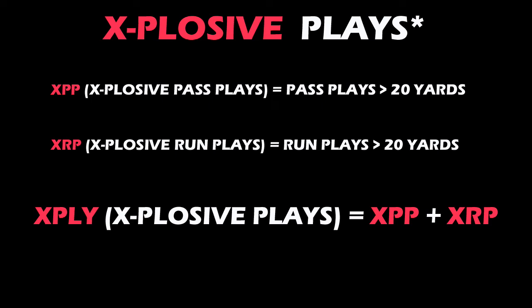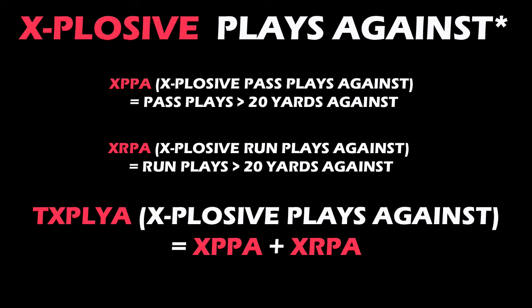Explosive pass plays are pass plays greater than 20 yards. Explosive running plays are running plays greater than 20 yards. And explosive plays are explosive running plays plus explosive passing plays. Explosive pass plays against equals pass plays greater than 20 yards against the defense. Explosive running plays against are running plays greater than 20 yards against the defense. Total explosive plays against are explosive pass plays against plus explosive run plays against.